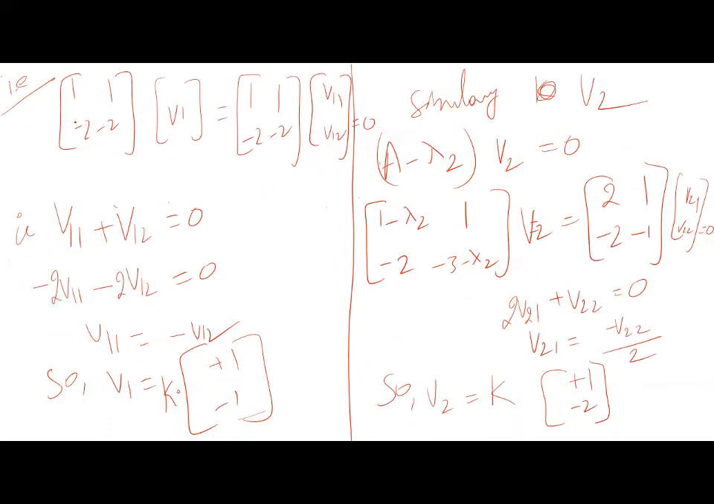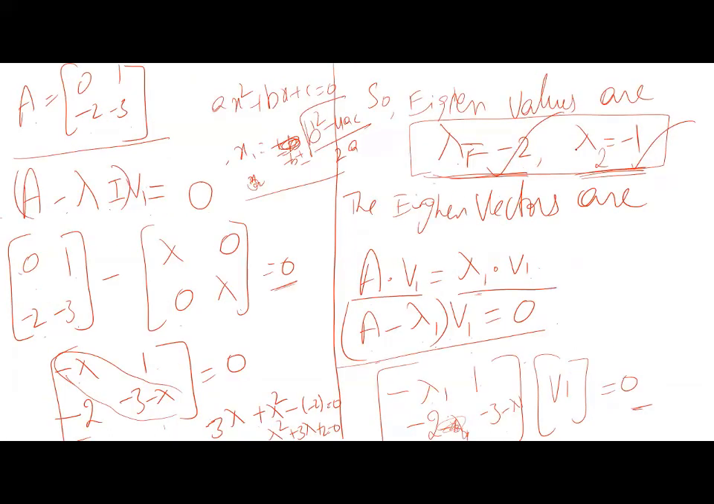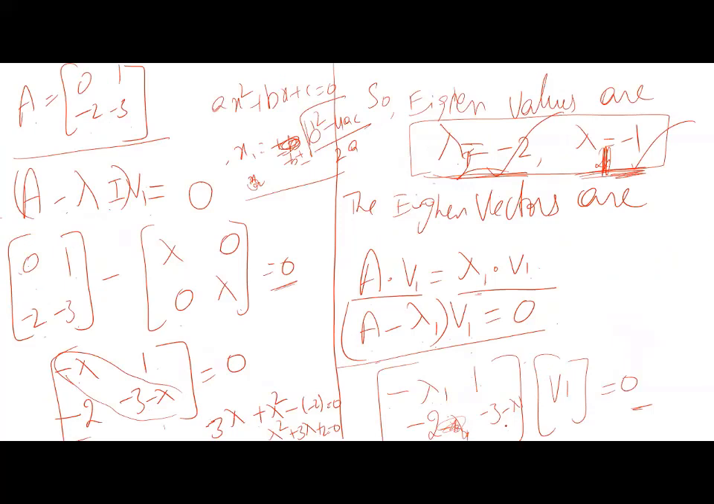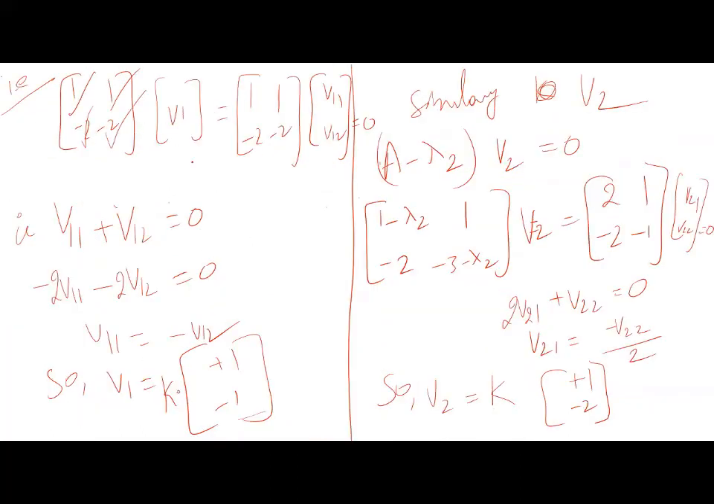Now if you take lambda 1 as minus 1, minus of minus 1 gets plus 1, so we get [1 1; minus 2 minus 2] into v1 equal to 0, where v1 is v11, v12. Multiplying, 1 into v11 plus 1 into v12 equal to 0, that is v11 plus v12 equal to 0.